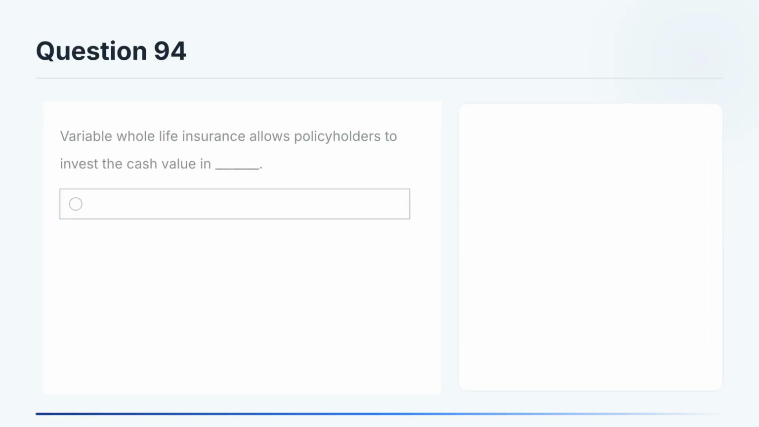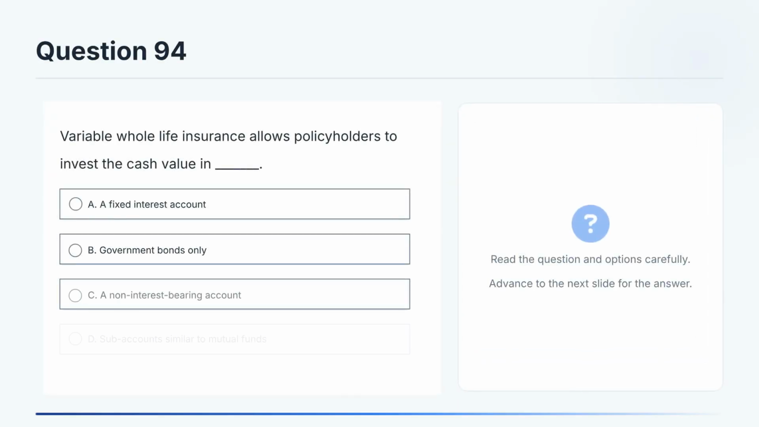Question 94. Variable whole life insurance allows policyholders to invest the cash value in blank. A. A fixed interest account. B. Government bonds only. C. A non-interest-bearing account. D. Sub-accounts similar to mutual funds.